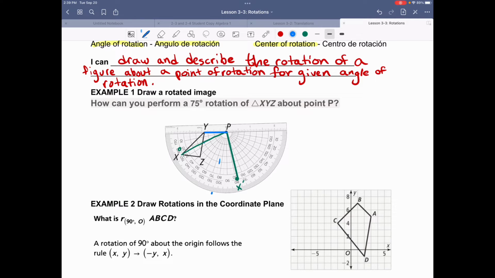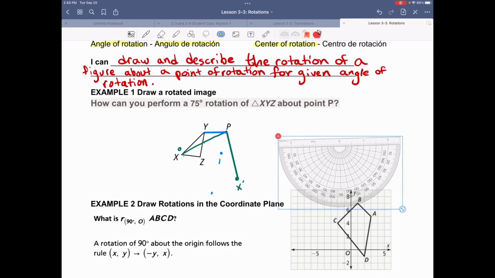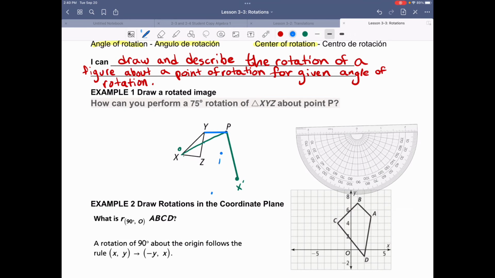It doesn't matter. Then you're going to measure how far it is from Y to P. You can do that in centimeters. I get to use the protractor because I can write over my protractor. You don't have that capability, so you just have to measure it with a ruler. But then, if you measured YP, then from P to Y prime should be the same distance. When you're measuring it, you're going to use the mark that you made from your protractor.